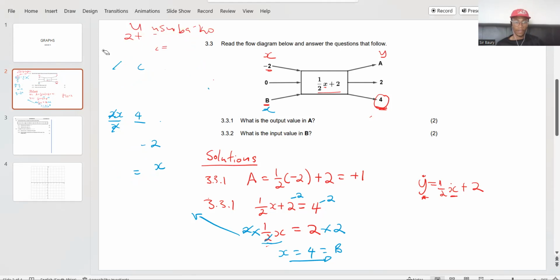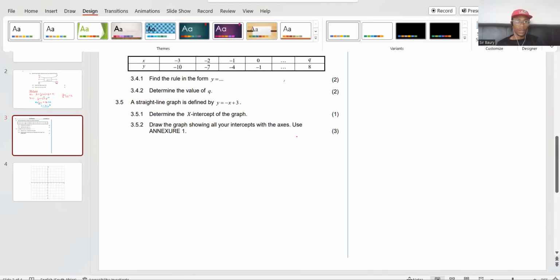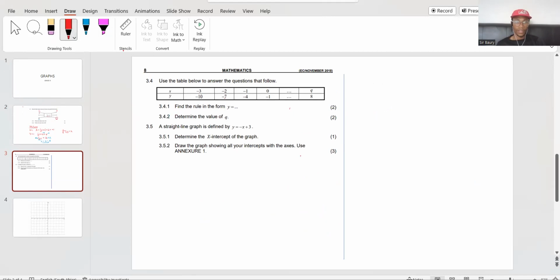Now going to the next question. So those are the errors you need to avoid. Going to the next question, you are given a table now. Use the table below to answer the questions that follow.